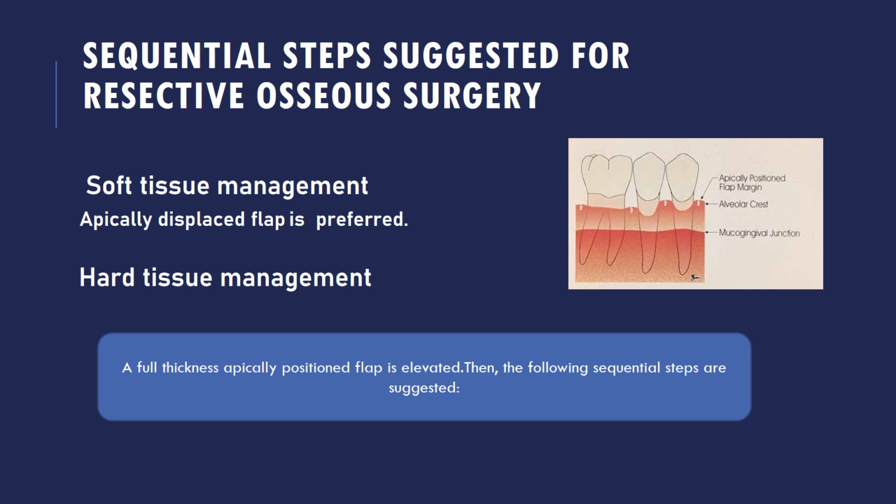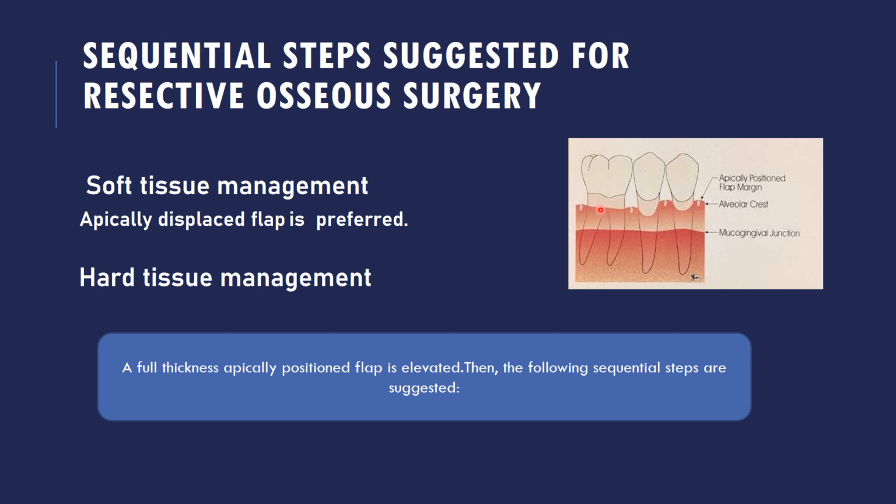Coming to the sequential steps suggested for resective osseous surgery: to get access to the bone level, we have to remove the soft tissue, right? Different flaps are available, and out of these, the most preferred one is the apically displaced flap. You can see the displacement of the flap apically, so then you can go for either osteoplasty or ostectomy, and you can increase the attached gingiva as well as get access for oral hygiene maintenance.